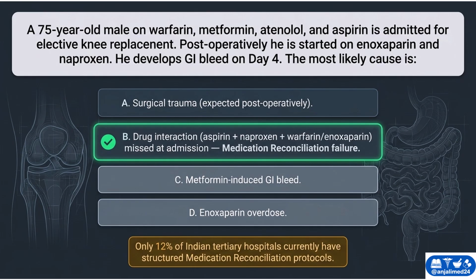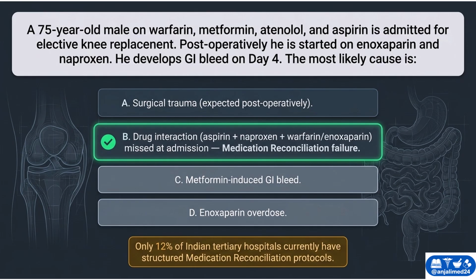The correct answer is drug interaction caused by failure of medication reconciliation. Let's analyze why. This patient was already taking aspirin and warfarin before the admission. Postoperatively, high-risk medications were introduced: enoxaparin, which is another anticoagulant, and naproxen, an NSAID known to increase the GIT bleeding risk. When aspirin, warfarin, and enoxaparin are combined, the patient experiences additive anticoagulant and antiplatelet effects. Adding naproxen further damages the gastric mucosa and impairs the platelet function. Together, this creates a perfect storm for severe GI bleeding.